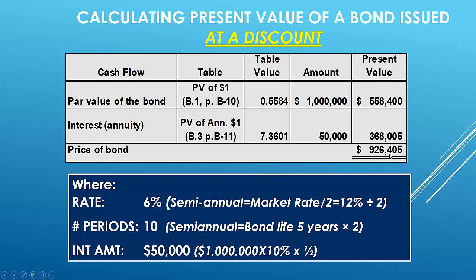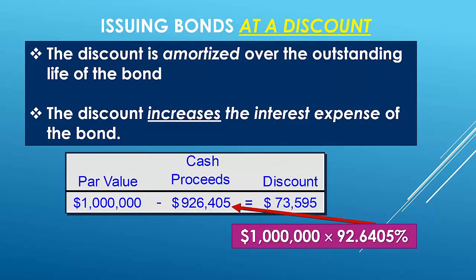And you can see that as a bond issuer, I'm only going to get $926,405 for that. But at the end, I still have to pay my bondholder back the $1 million, and I still have to pay them interest. That's just the name of the game, because the stated interest rate on my bond is paying less than the interest rate that's being paid on the market. Because I'm not getting as much cash as the par value, that's the discount. So I just took the $1 million less what I'm going to get, and that's the discount.